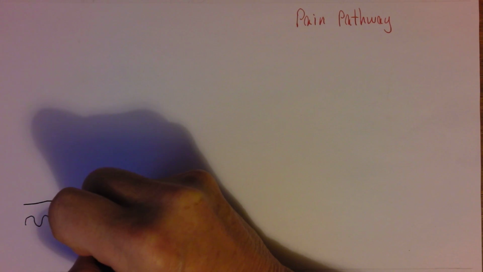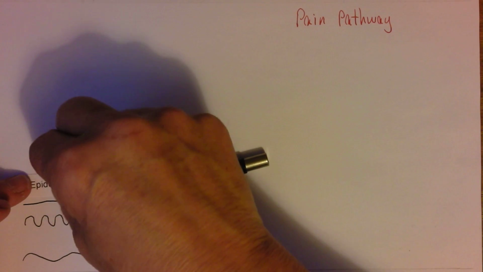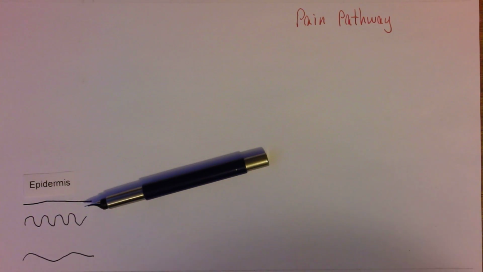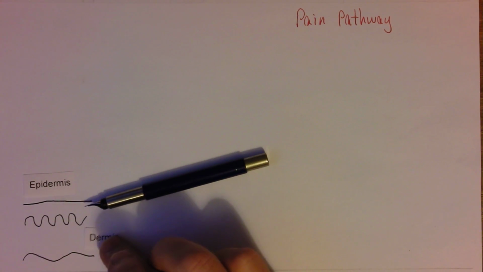And let's think about a pain pathway that begins in the skin. So here we have the top layer of skin, and underneath this we have the lower layer of skin there. The top layer of the skin, as you probably know, is the epidermis, and the lower layer of skin is the dermis.